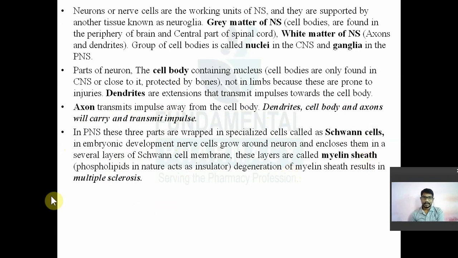They consist of phospholipids in nature, which act as an insulator and also help in faster conduction. Particularly sphingomyelin and cerebrosides are the phospholipids present in the myelin sheath. And there is a degeneration of the myelin sheath over the neuron or nerve fiber. The condition is known as multiple sclerosis.